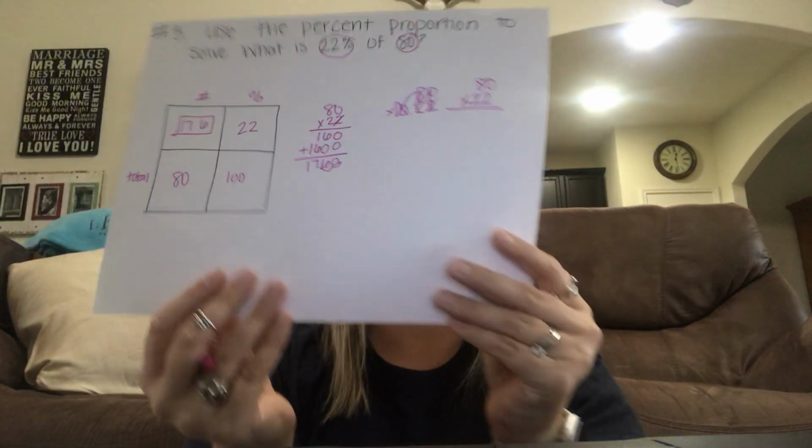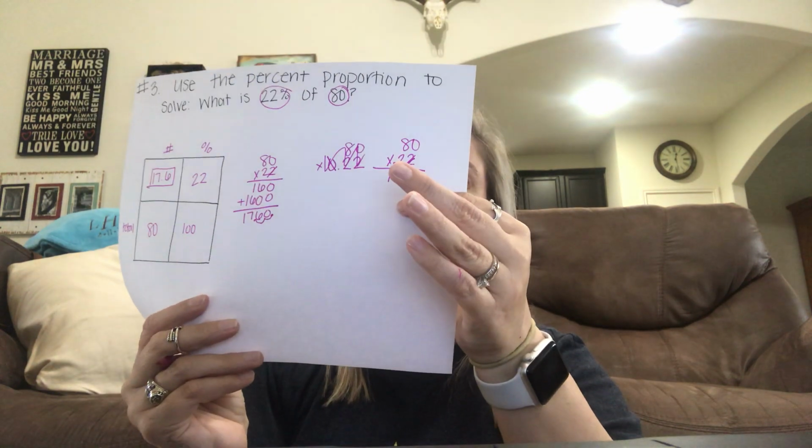So we have 80 times 0.22. So we start with 2 times 0, which is 0, and then 2 times 8, which is 16. We've multiplied all out of the one spot, so we're going to move down to the next spot, and remember to put that 0 in there. Now you can start multiplying. 2 times 0 is 0, and 2 times 8 is 16. Add those numbers together, 0, 6, 7, 1.